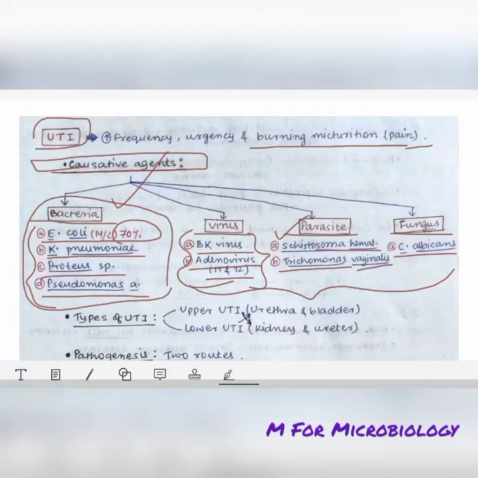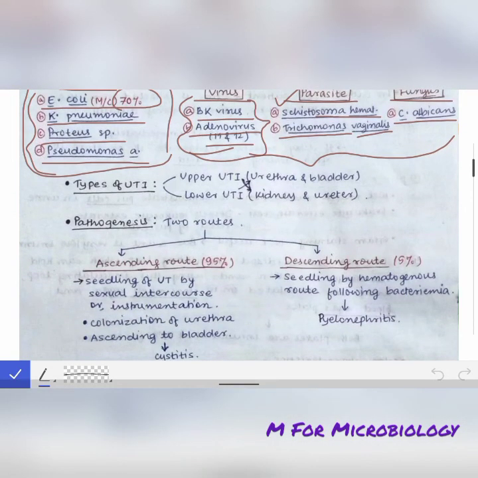Now coming to the types of UTI. UTI has been classified anatomically into upper UTI and lower UTI. Upper UTI means infection occurring in the kidney and the ureter. I have written it wrongly beneath, so just see this arrow. Upper UTI is affecting the kidney and ureter, while lower UTI affects the urethra and the bladder. Up to ureter it is upper UTI. After ureter, that is bladder and the urethra, is the lower UTI. So this is the anatomical classification.